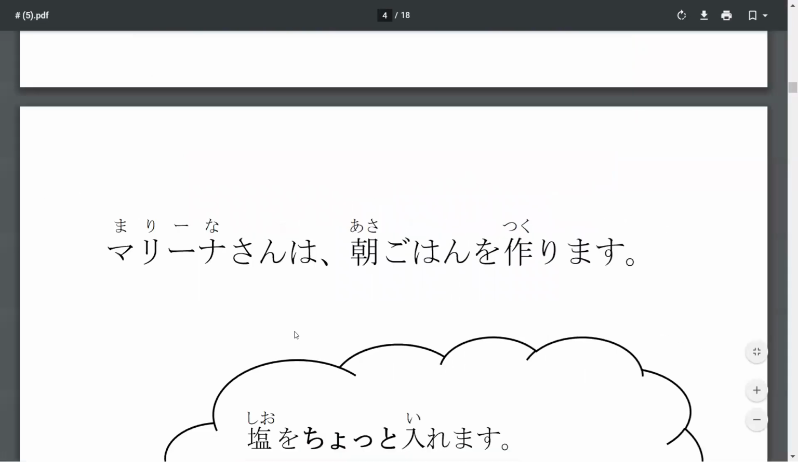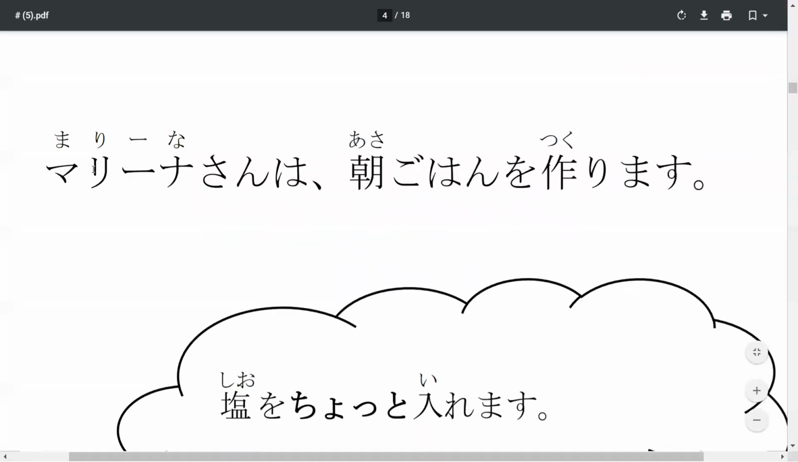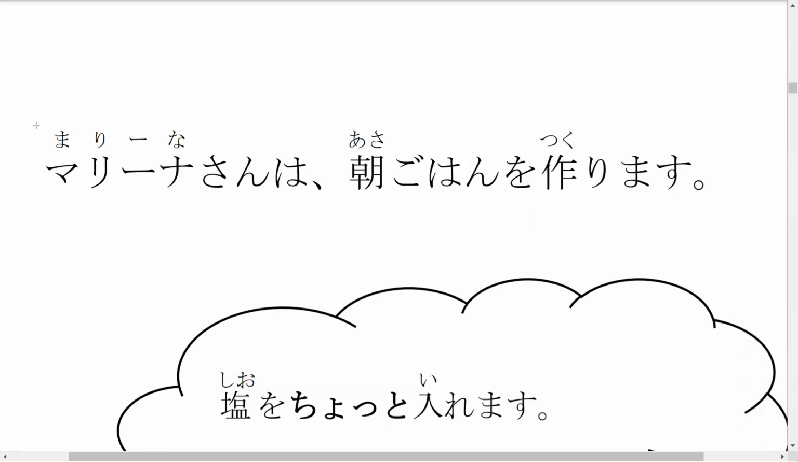Ja, let's try to read the sentence. Marina-san wa asagohan wo tsukurimasu. We have our Marina-san, our topic today. Then we have our asa, which means morning. Then we have our gohan, it means rice. Once we combine them, it means breakfast, asagohan. Then our word tsukurimasu, it means to make or to cook.